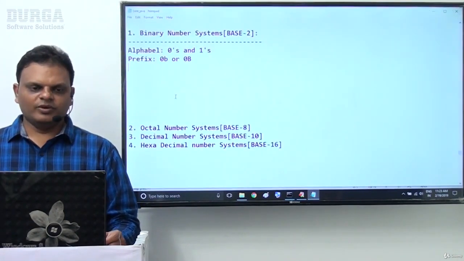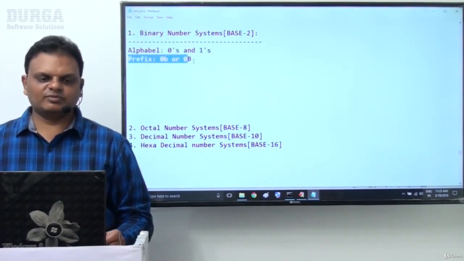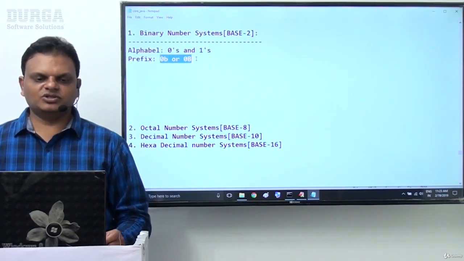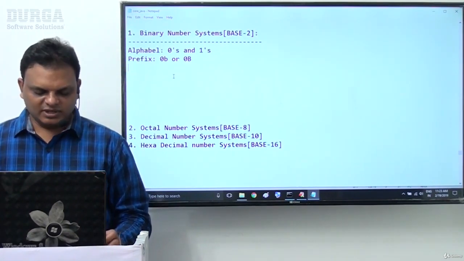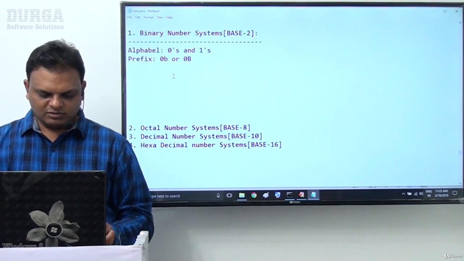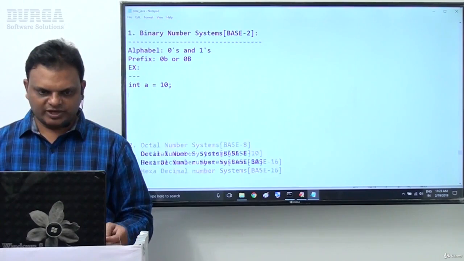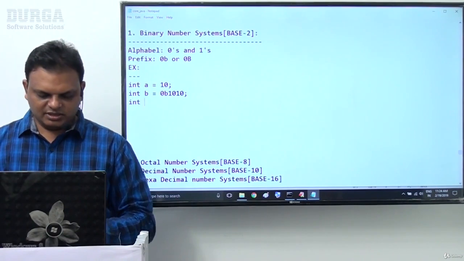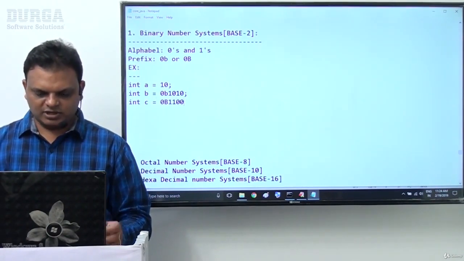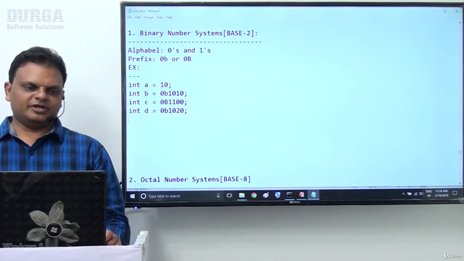So the input alphabet for this binary number system is zeros and ones, and the prefix for this binary number is either 0 small b or 0 capital B. Next, I want to provide some examples. Int a is equal to 10. Int b is equal to 0b1010. Int c is equal to 0B1100. And int d is equal to 0b1020.